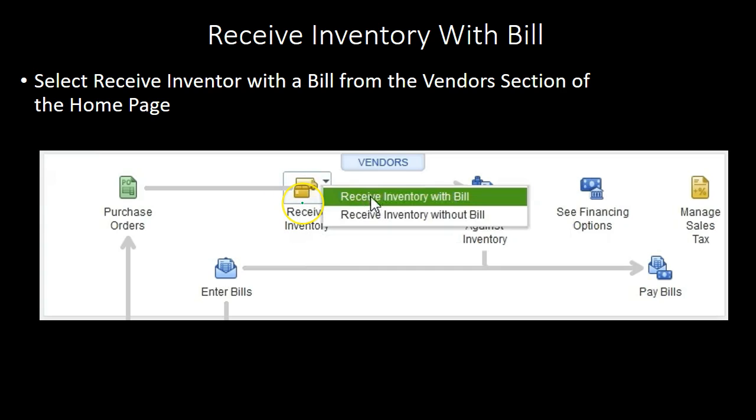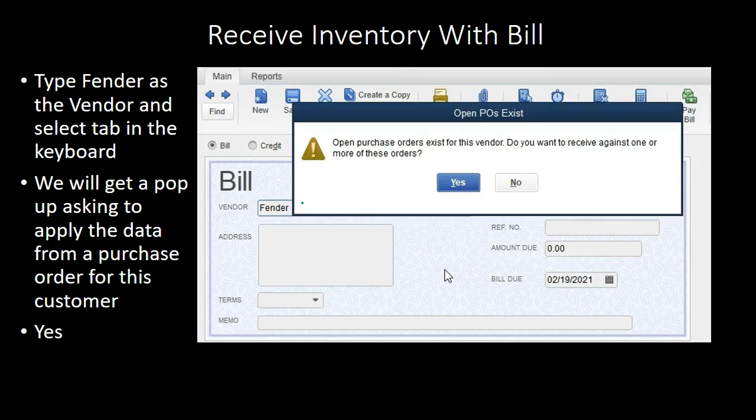So we'd say receive payments. Now we got the inventory, the guitar in the mail, and the bill is in there with the guitar that we received in the mail. Once we enter the vendor, which in this case is Fender, the vendor that we purchased from, we purchased our guitar, in other words, from Fender, that being the vendor. And once we select tab, it says, do you want to open the purchase order if there's a purchase order for this vendor? And that will connect the two.